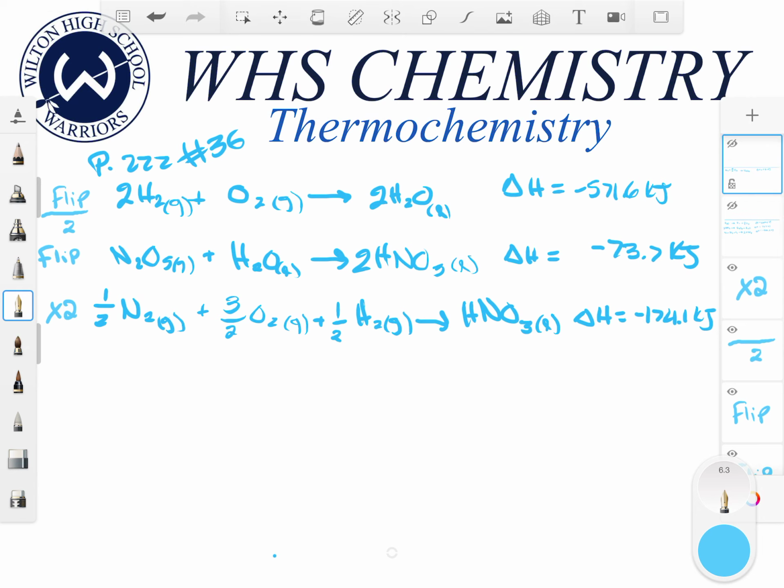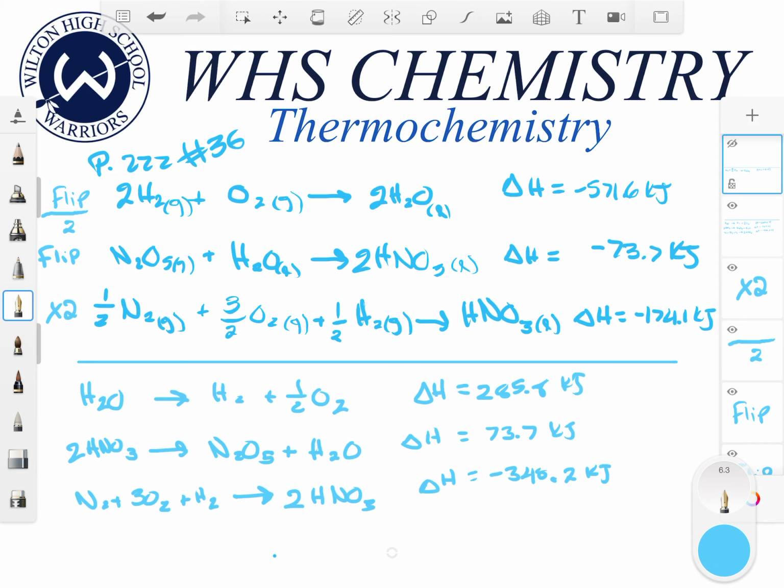So once we flip and multiply, we're gonna get a second set of new equations, and these equations are gonna look like this. We see this first equation has been flipped and also divided by 2. Second equation has been flipped, and the third equation has been multiplied by 2.